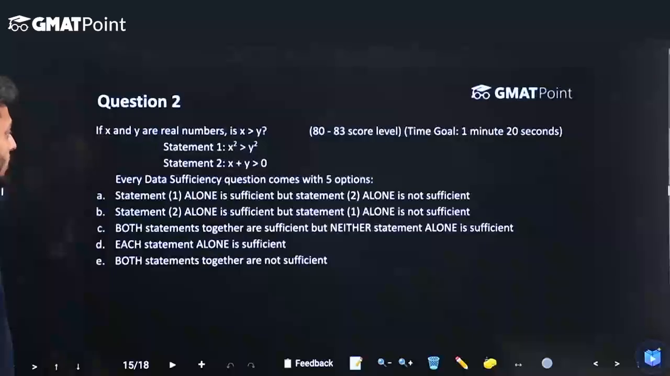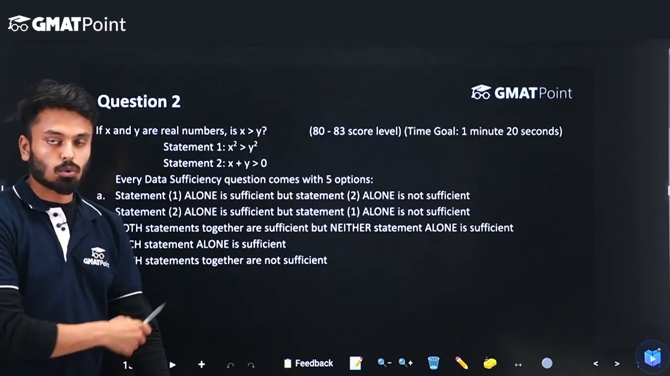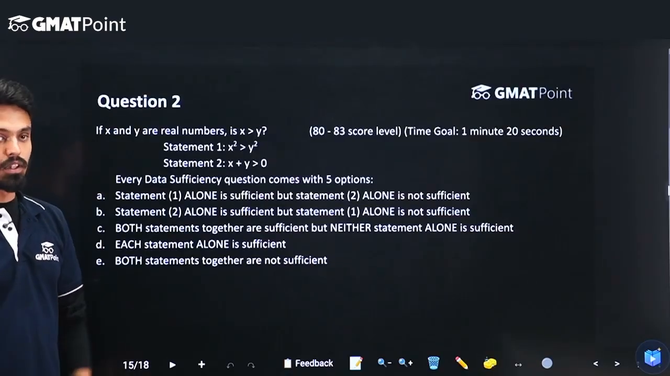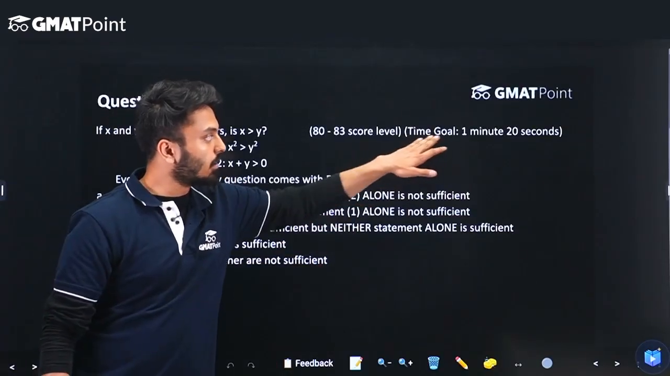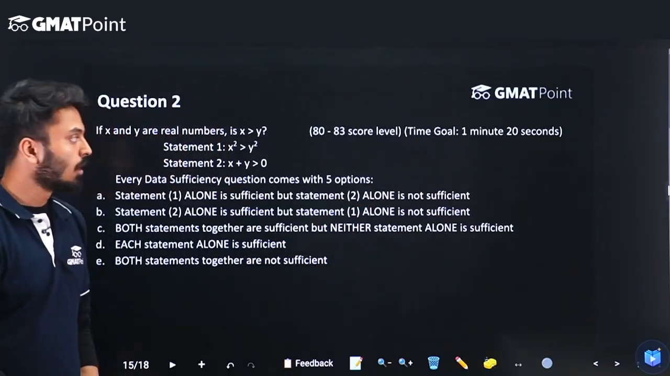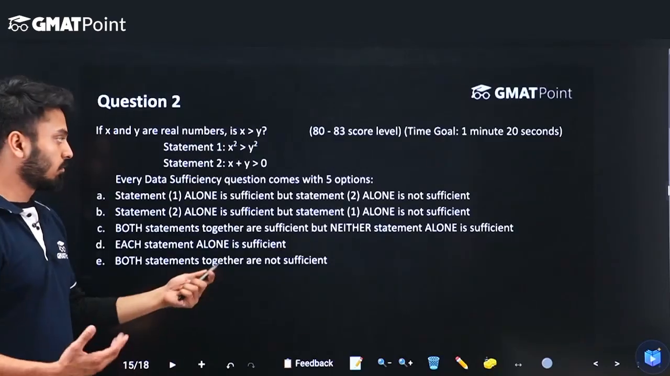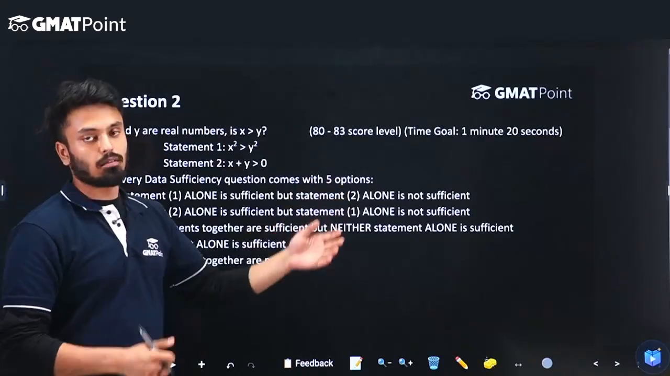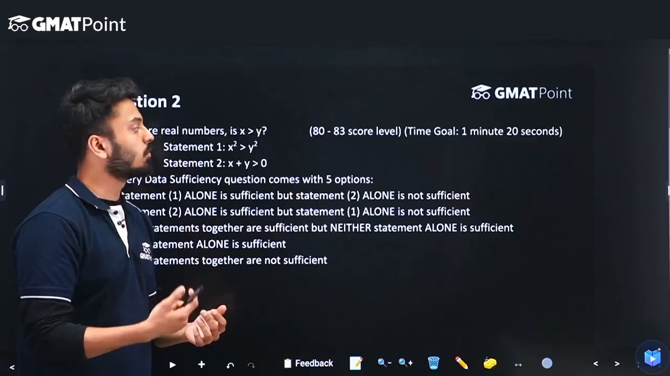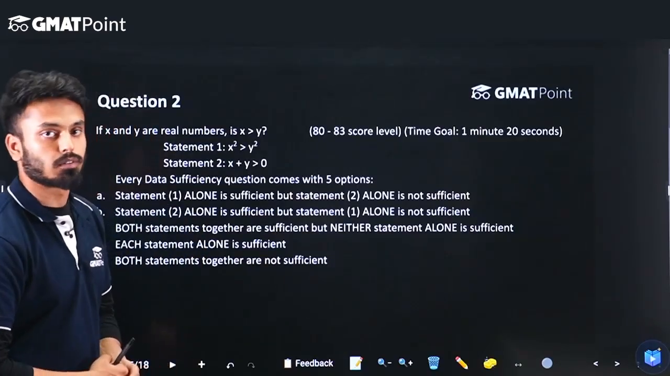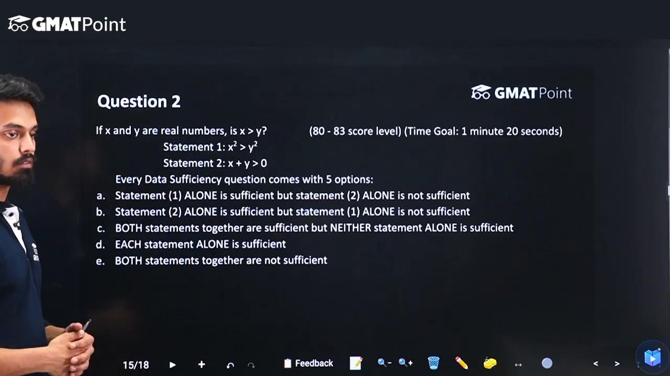Let's look at the next question. This one is 80 to 83 score level. So if you were able to get the last one in under a minute, try and see if you can get this in 1 minute and 20 seconds or so. Again, if you can't get it, that's fine. You just need more practice. If you can, then you should try the next question in this video and try to get that one under the time goal as well. Feel free to pause the video. I'll just wait.